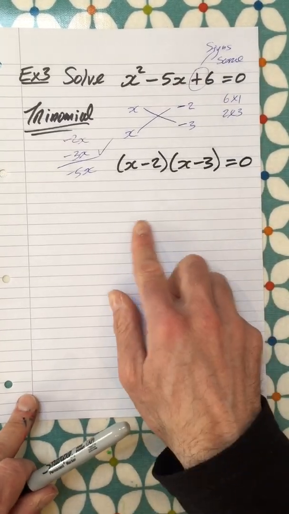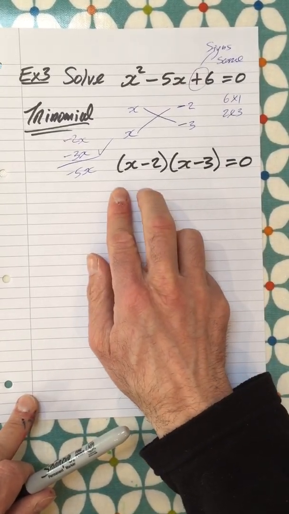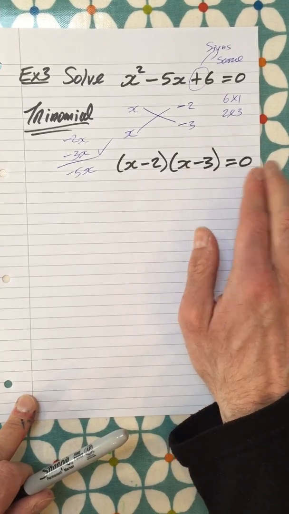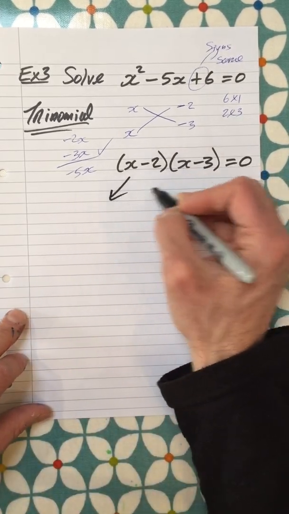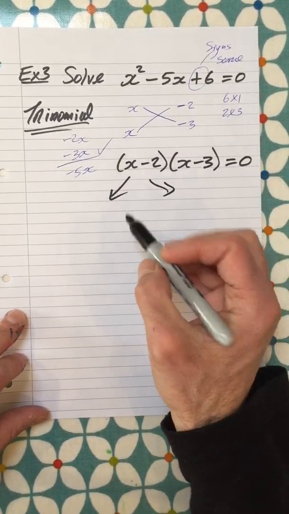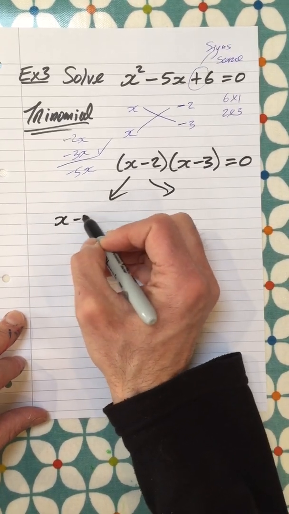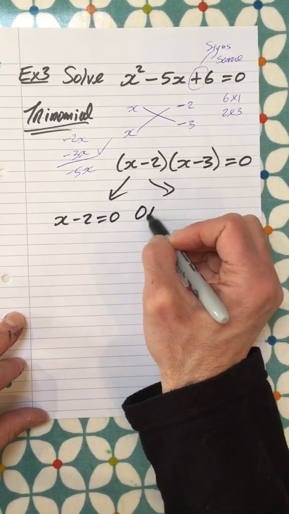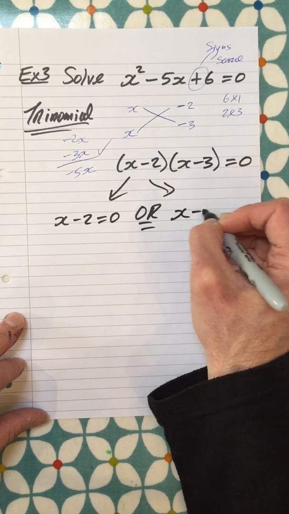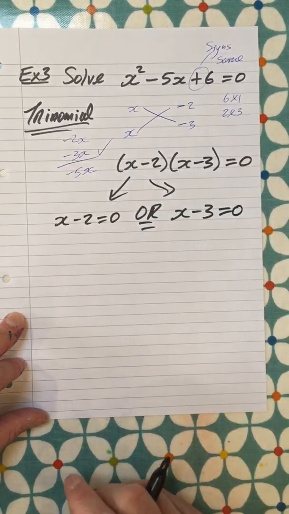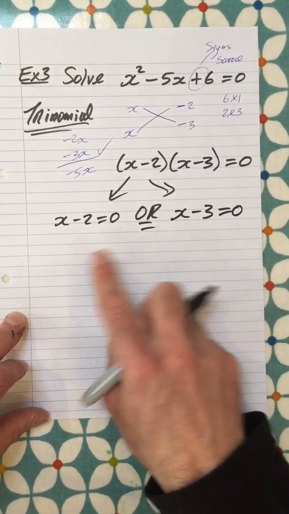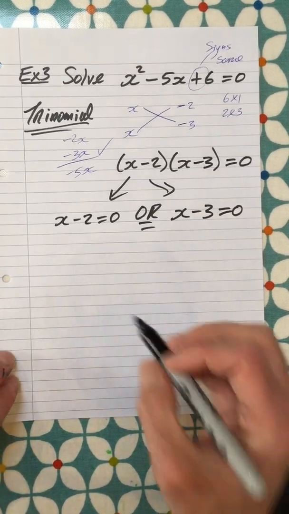And again, here's our big idea. We've got something multiplied by something equals 0. So because we've got two things multiplied giving 0, we can separate it into x minus 2 equals 0, or x minus 3 equals 0. And again, we get two separate equations, which are simple linear equations.